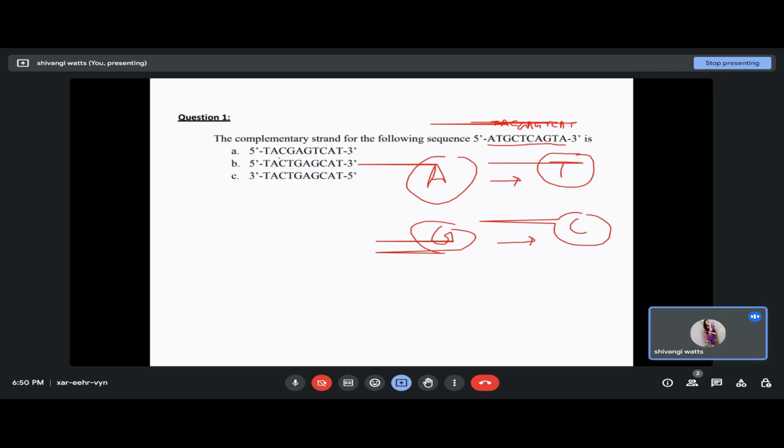So the option is T, A, C, G, A, G, T, C, A, T. So option A is the right answer. A is going to pair with T, thymine, whereas G is going to pair with C.